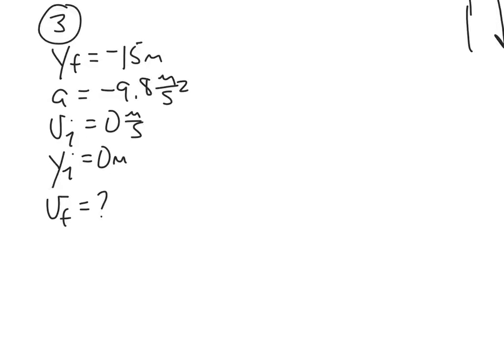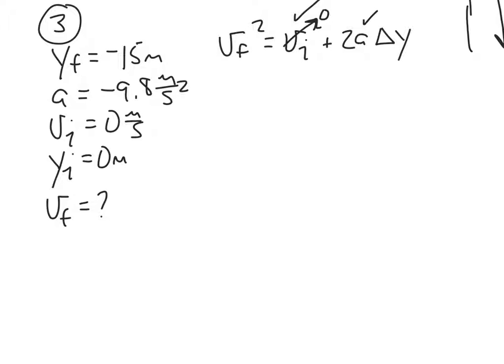The formula that comes to mind is the last formula on page 88. We have velocity final squared is equal to velocity initial squared plus 2a delta y. Let's make sure we know all this stuff. Do we know velocity initial? Yes, it's actually 0. Do we know acceleration? Do we know its change in position? Yeah, it went down negative 15 meters, so that's the delta y. So we can use this formula very easily.